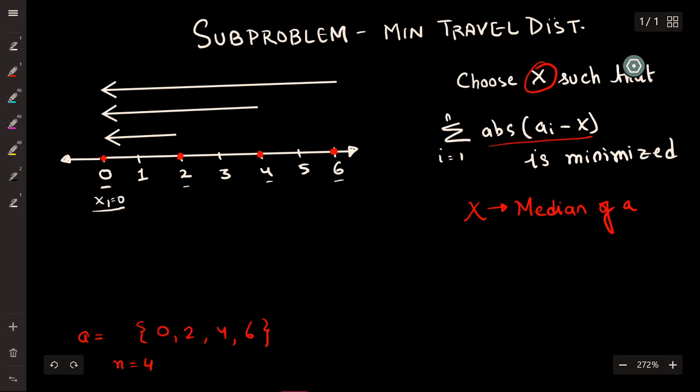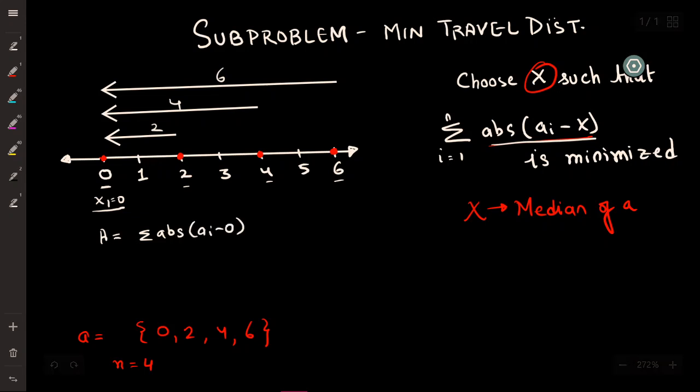If I place this x1 point at 0, then the summation of absolute of ai minus x can be thought of as the sum of the distances that all of these people on their respective points will travel to come to x. So 2 has to travel 2 distance, 4 has to travel 4 distance, 6 has to travel 6 distance. Let us call this value a. A is equal to the summation of absolute of ai minus 0.